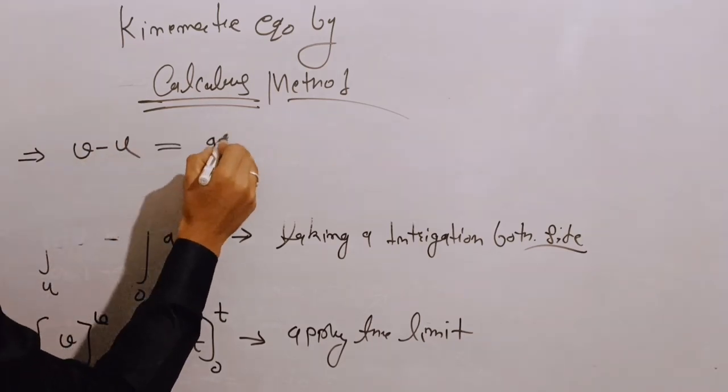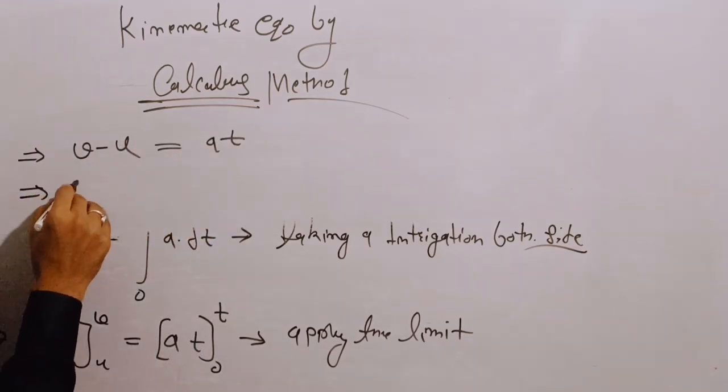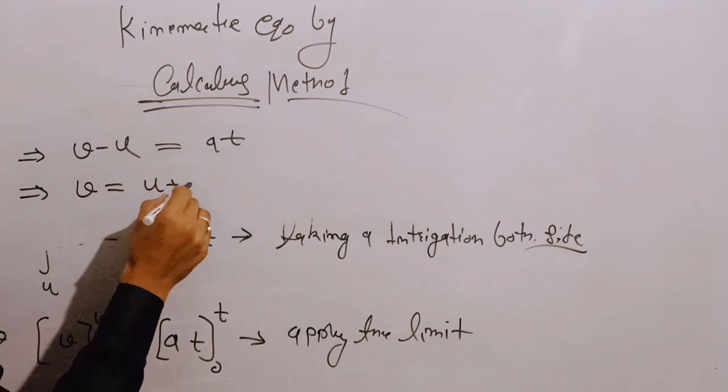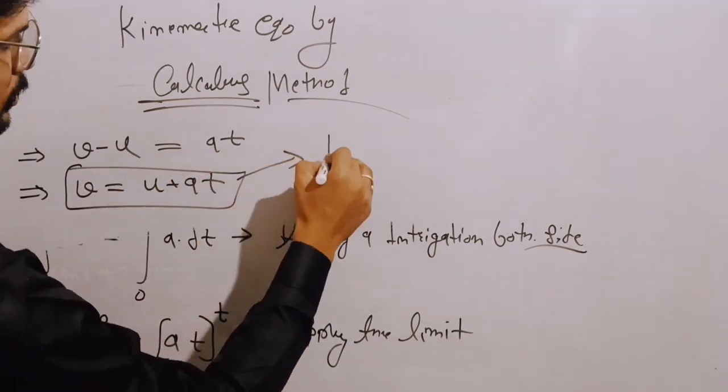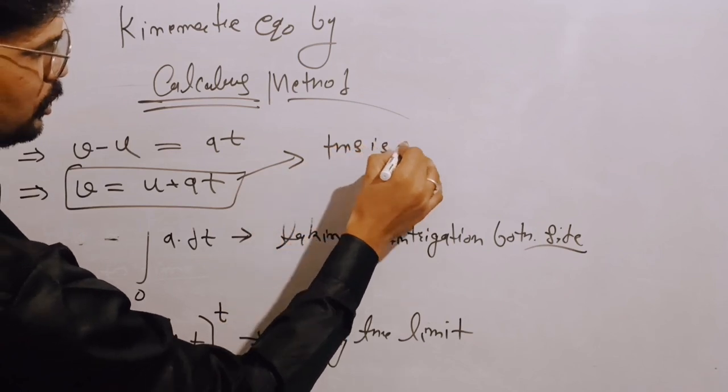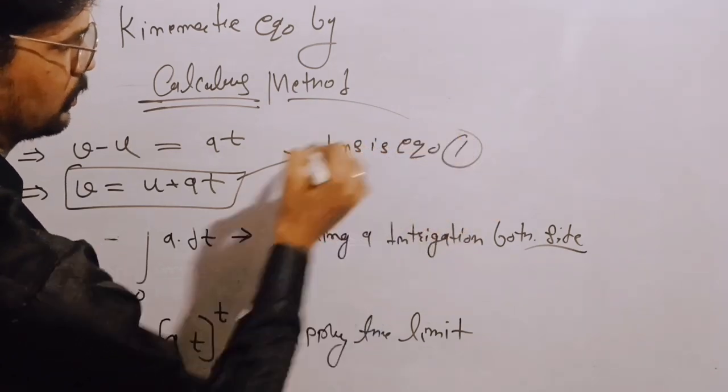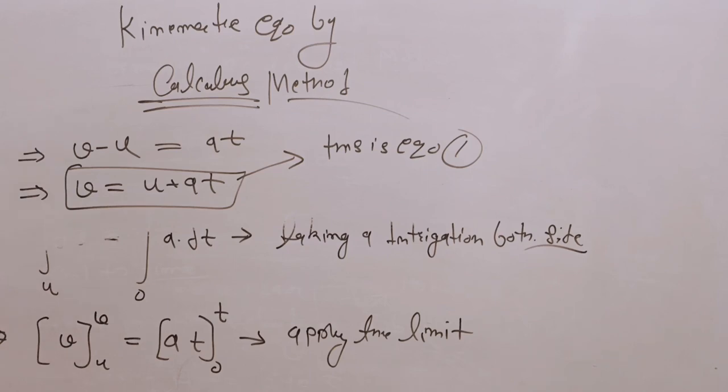v minus u is equal to at. So v is equal to u plus at. This is the equation number 1 derived by the calculus method.